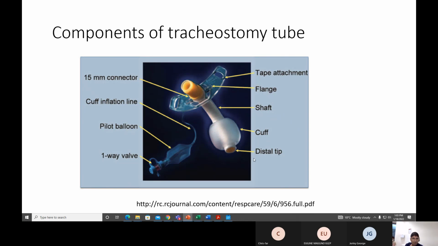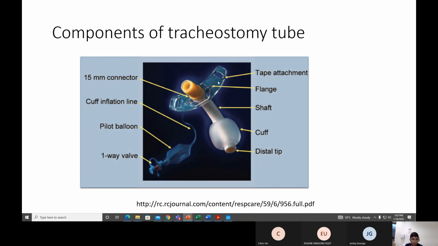So these are the parts. This is the tracheostomy tube. This is actually an adult tracheostomy tube. This yellow bit here is the inner cannula. Usually the pediatric tracheostomy tubes don't have an inner cannula. They only have one tube. And here usually you have a connector that will connect to the ventilator or bag valve mask circuit or whatever.